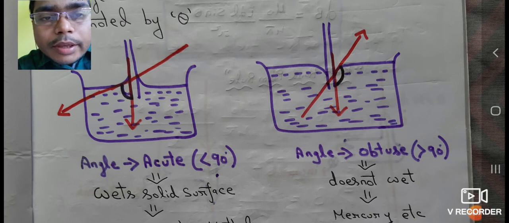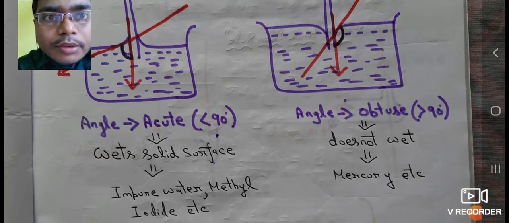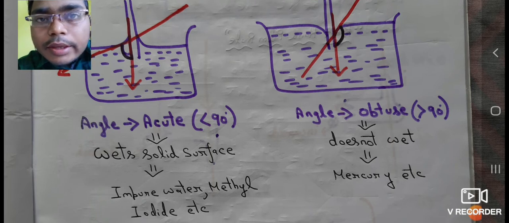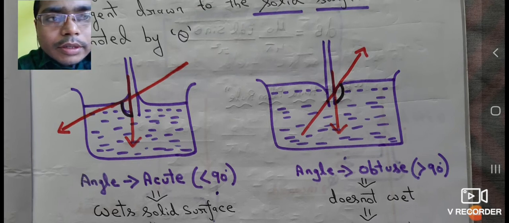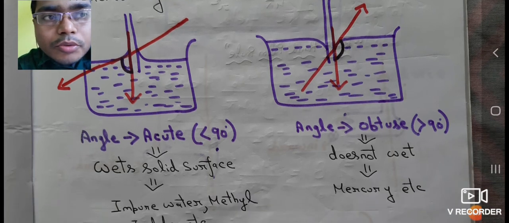The angle between these two tangents is the angle of contact. In the first diagram, the angle is acute, that means less than 90. So in this condition, the liquid will wet the solid surface, for example impure water and methyl iodide. Here the angle of contact is generally less than 90. In the next diagram, the angle of contact is greater than 90, so it is an obtuse angle. Here what will happen? It will not wet the surface. For example, the mercury poured inside the thermometer does not wet the glass surface. Why? Because the angle of contact is greater than 90. So when the angle of contact is greater than 90, it will not wet the surface.